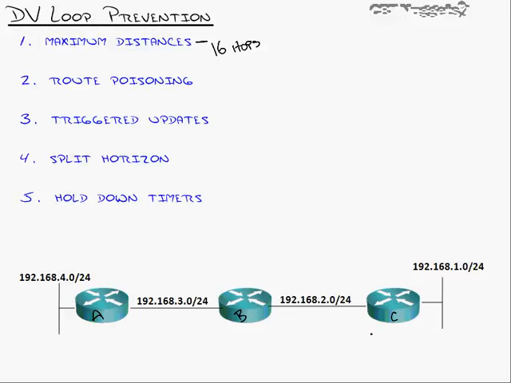That also tells you that RIP can only be used on small networks because there are some networks that have links that are farther than 16 hops from each other. The second one that you see is route poisoning. Route poisoning kind of integrates with the maximum distance, and what it does is advertise that the network is down immediately.